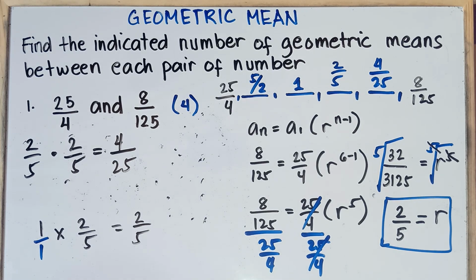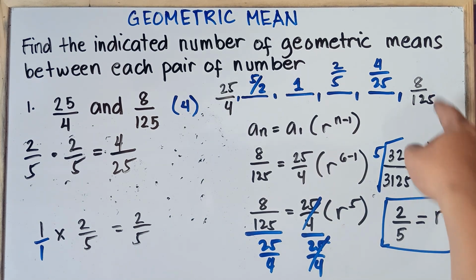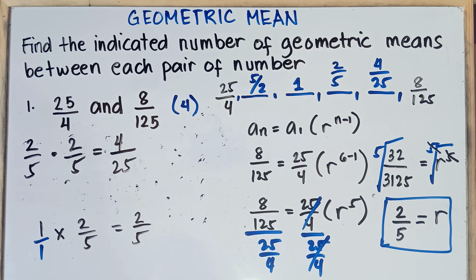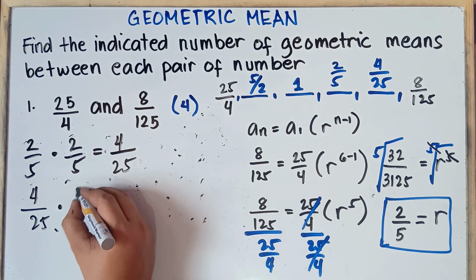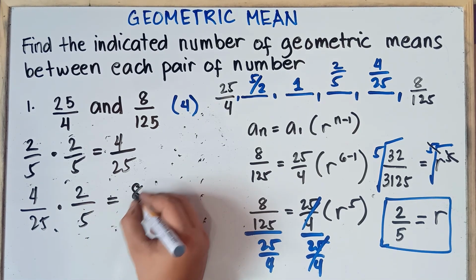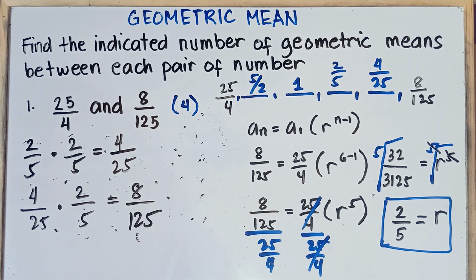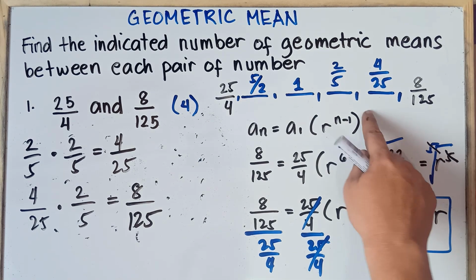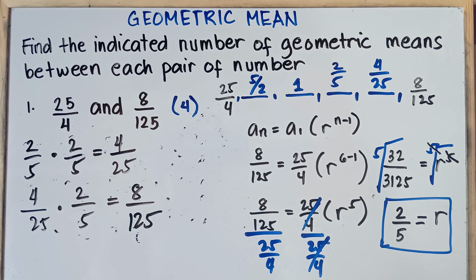Alright, let's check, class. Last one, multiplying the fifth term and the common ratio, let's check if we get 8 over 125. 4 over 25 times the common ratio, 2 over 5. So 4 times 2 is 8. 25 times 5 is 125. Correct, class. That's it, all set. Multiplying the fifth term by the common ratio, you will get 8 over 125.